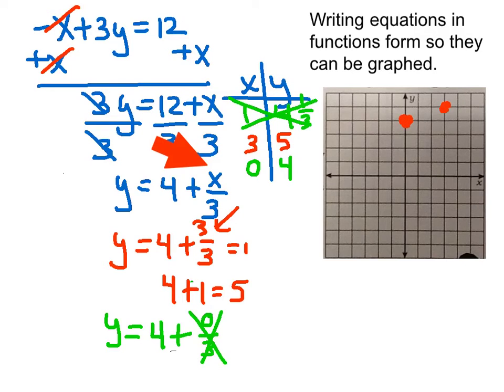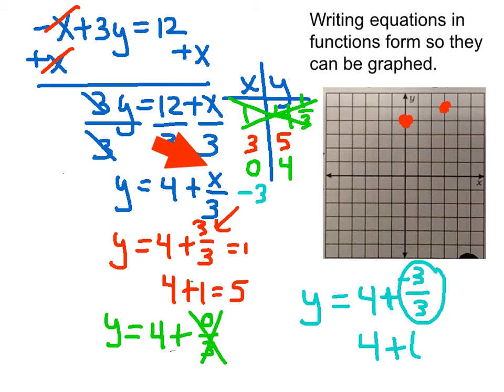Let's pick another point. What other number could go? How about negative 3? If I put a negative 3 in my equation, y equals 4 plus negative 3 over 3. This negative 3 over 3 is equal to a negative 1, so 4 plus negative 1 equals 3. So that's what's going in my table of values, negative 3, 3. If I graph that one, negative 3 is go left 3, and then up 3, and there's my point.